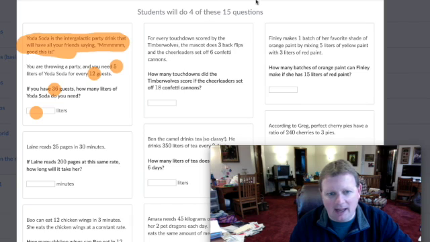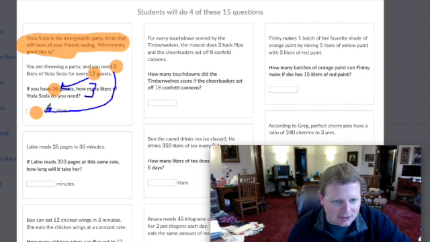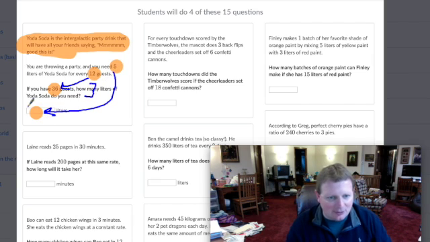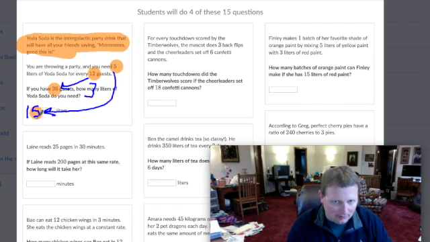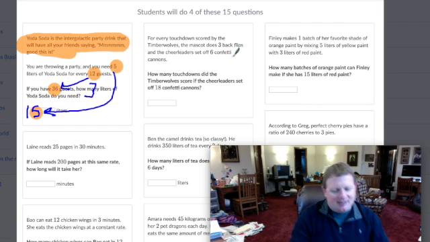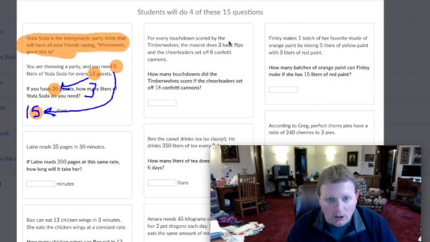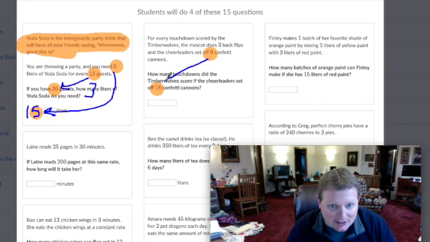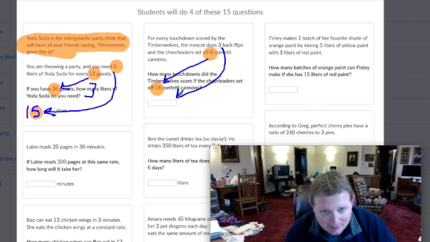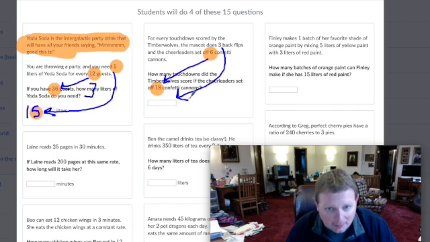And so what you want to realize is you have 3 times as many guests. Therefore, you need 3 times as much soda. 5 times 3 is 15. This next problem, it says the mascot for the Timberwolves does 3 backflips and the cheerleaders set off 6 confetti cannons. Well, if the cheerleaders set off 18, notice that is 3 times as much. 6 times 3 is 18. So then the mascot can do 3 times as many backflips.